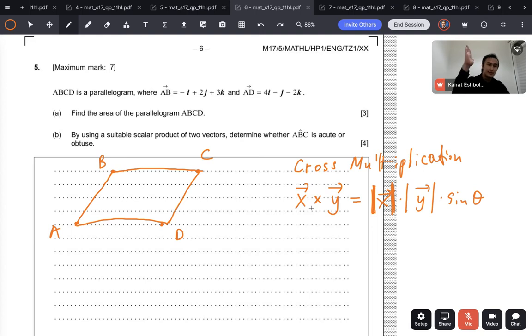So imagine vector x is like this, vector y is going this way, and theta is the angle in between, okay? And then also we need to put the magnitude on the left hand side, because all we're saying here is that x cross y, the magnitude of that, is equal to the magnitude of x times the magnitude of y times the sine of the angle theta between them. Now, why am I saying this?